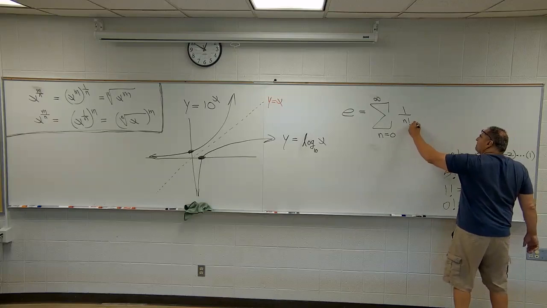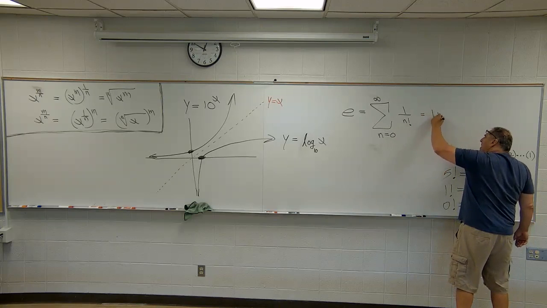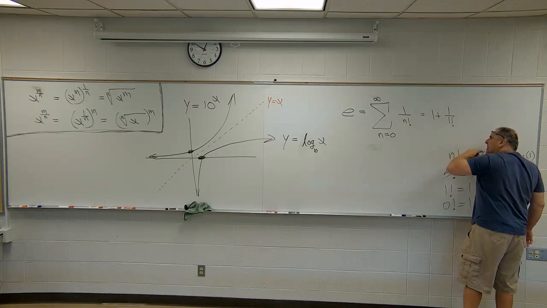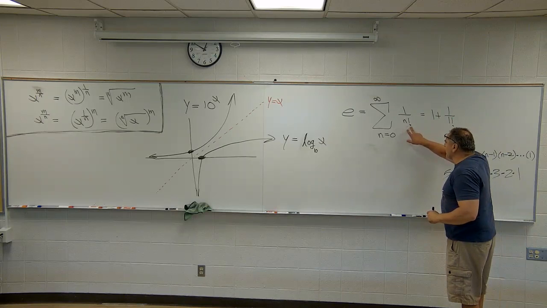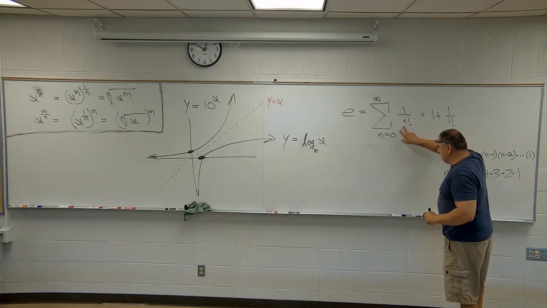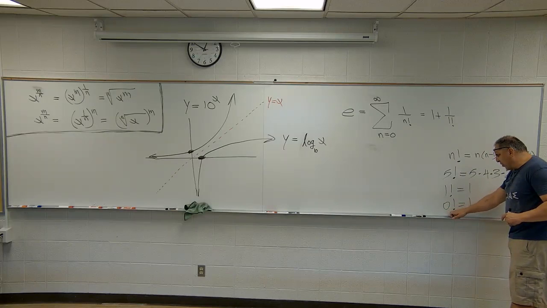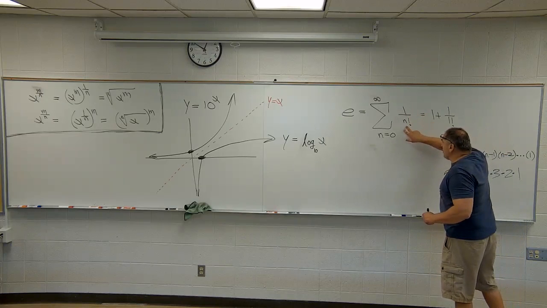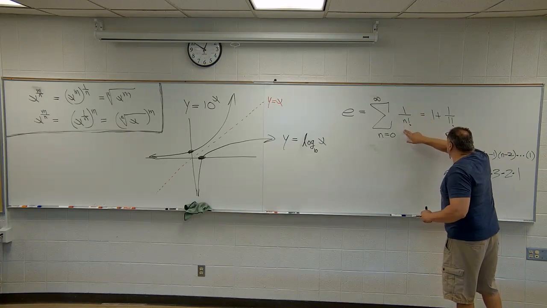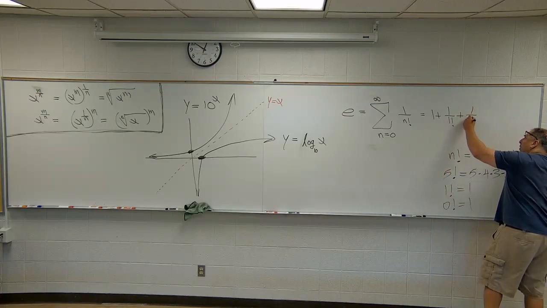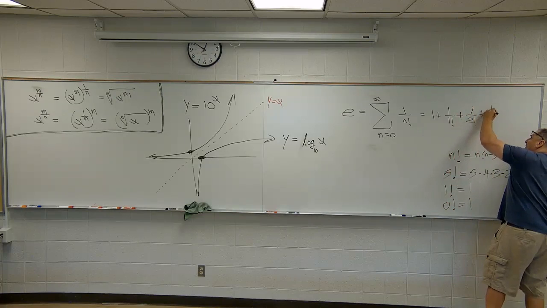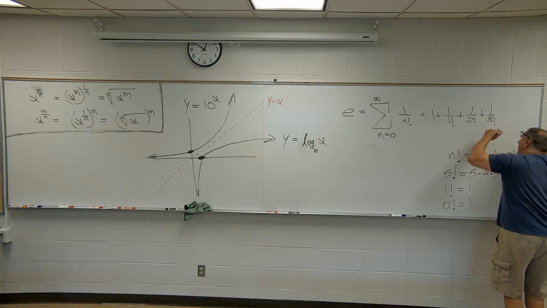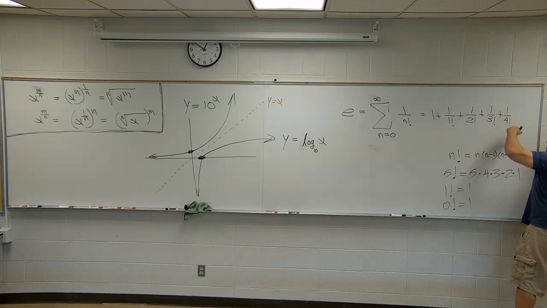This thing right here is 1 plus 1 over 1 factorial. You put the 0 here, 0 factorial is 1. 1 over 0 factorial is 1 over 1, that's 1. They define 0 factorial to be equal to 1. 1 over 1 factorial is another 1. 1 over 2 factorial is 1 over 2 times 1. 1 over 3 factorial is 1 over 3 times 2 times 1. 1 over 4 factorial is 1 over 4 times 3 times 2 times 1, plus dot, dot, dot.